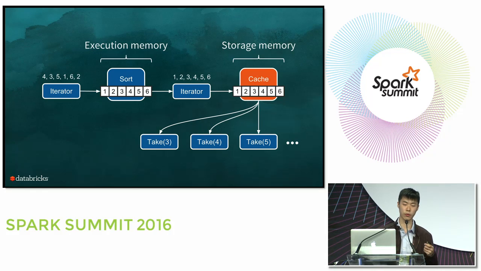So the memory used for caching here is what I call storage memory, while the memory used for buffering the input data only to sort them is called execution memory. So here you'll notice that execution memory is rather short-lived, because as soon as we consume the sorted values, we can go ahead and release it. We no longer need that memory anymore.